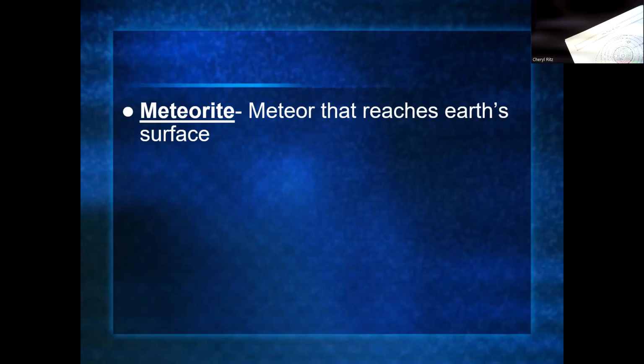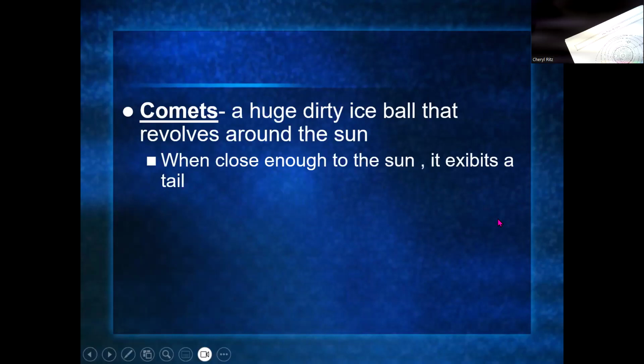And finally, the last thing for today is a comet. A comet is a huge, dirty ice ball that revolves around the sun. So it is just a chunk of ice that, just like the planets, goes around our sun, which is why it's considered part of our solar system. And this ice ball can actually melt a little bit when it gets close to the sun, and it will end up with this tail. It'll look like a ball with a tail on it when it's close to the sun.